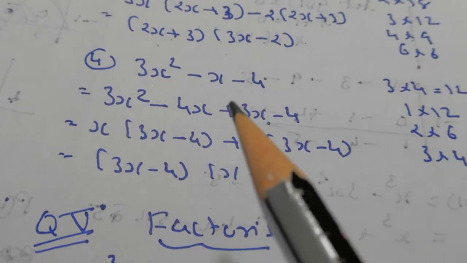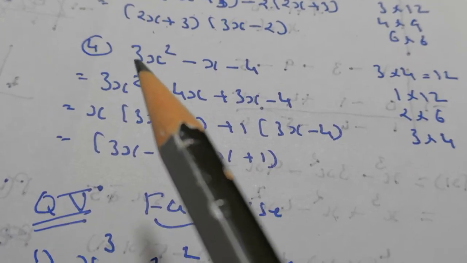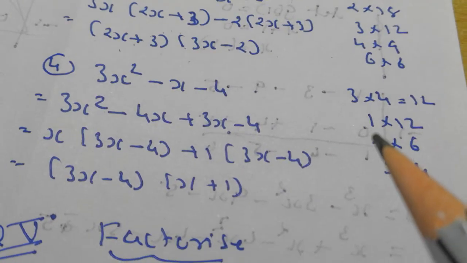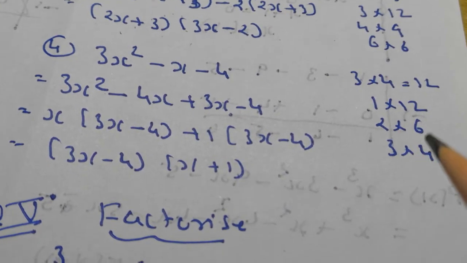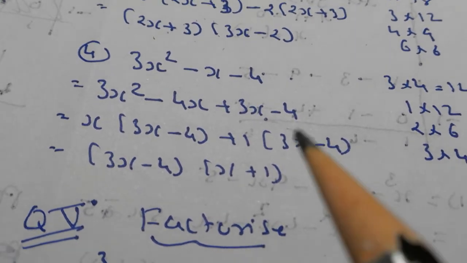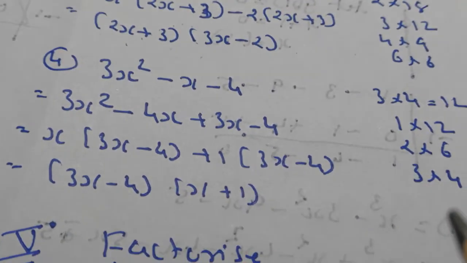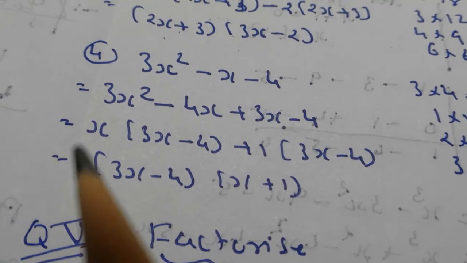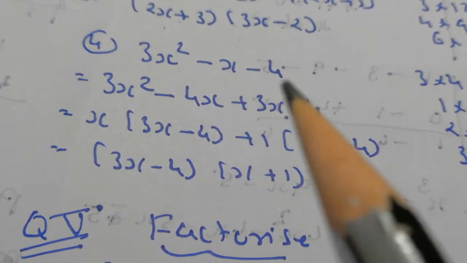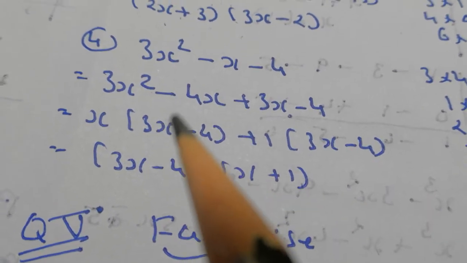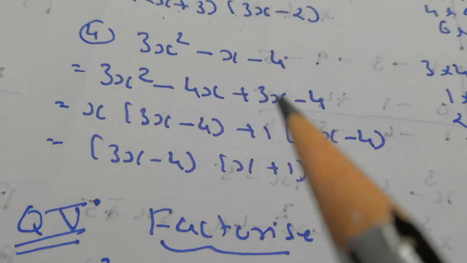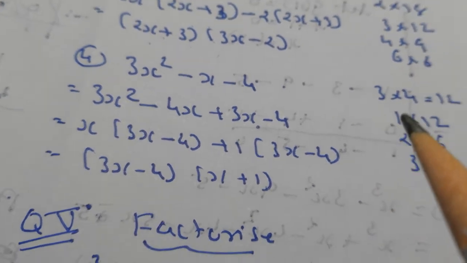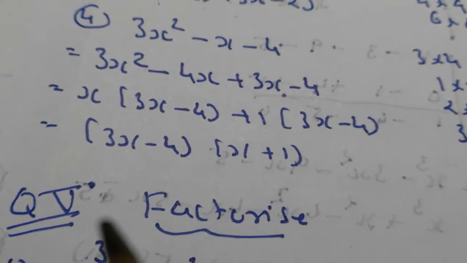Again, 3x² − x − 4. The coefficient is given, that means we are going to multiply it by the constant term, that is 3 × 4 = 12. I am writing the factors of 12: 1 × 12, 2 × 6 and 3 × 4. Now the plus minus should be 1. So 4 − 3 is 1. So I got my factors 4x and 3x. I have written minus 4x because I want minus 4 in the last term. So I am taking −4x + 3x. Plus or minus, 4 − 3 is 1. And 4 × 3 is 12, that is −12. Okay.